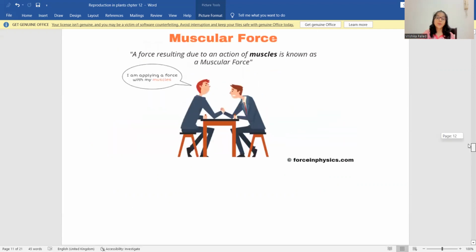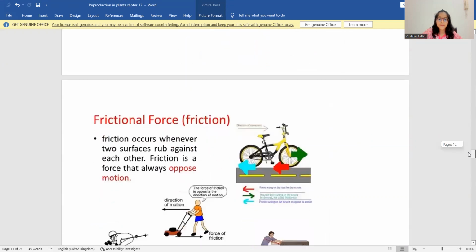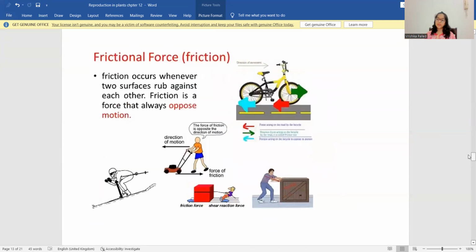Let us begin with muscular force. A force resulting from the action of muscles is known as muscular force. Frictional force is also known as friction. Friction occurs whenever two surfaces rub against each other. Friction is a force that always opposes the motion. For example, a boy mowing his lawn.